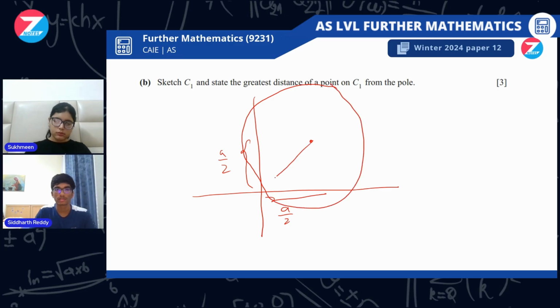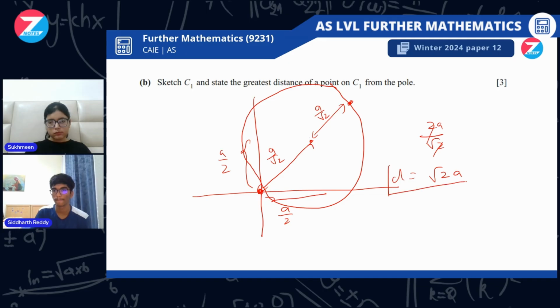So this is the radius. So that's a by root 2. So obviously the furthest point from this origin will be the opposite. So it will be another a by root 2. So it's 2 times a by root 2, which is 2a by root 2. The 2 by root 2 cancels, so we get root 2 a. So this is the distance.